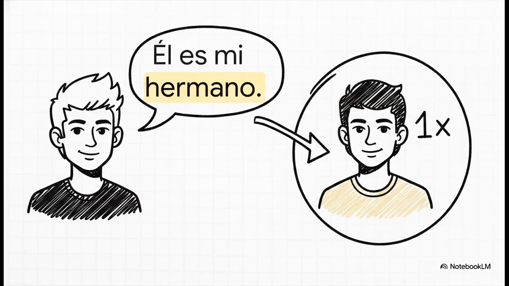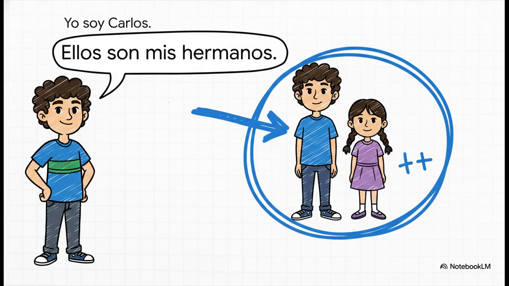Let's see this in action with our family. So let's say Carlos is talking. He's talking about his brother, Mateo. That's one person, a singular hermano. So he says mi hermano. Mi is singular because hermano is singular. Simple as that. But what if Carlos is talking about both his brother Mateo and his sister Sofia together? Now he's talking about more than one person, so the word becomes the plural hermanos. And because of that, the possessive has to become plural too. It changes to mis. They have to match.